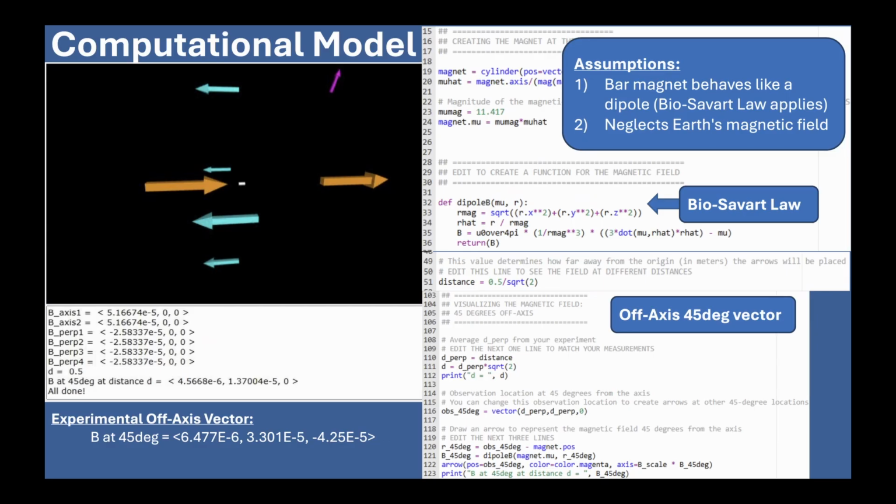Displayed on screen is the GlowScript code used for the magnetic dipole simulation, where the full Biot-Savart law was used to model the magnetic field of the bar magnet from the experiment, assuming that the bar magnet behaves like a dipole and does not include the Earth's magnetic field. In the resulting display, 7 vectors at different positions denote the magnetic field around the magnet, with 2 on-axis, 4 perpendicular, and 1 at 45 degrees off-axis. Notice that the simulation's 45-degree off-axis vector differs from the experimentally measured vector, primarily due to the non-zero z value in the experiment, likely as a side effect of the compensation for the Earth's magnetic field.